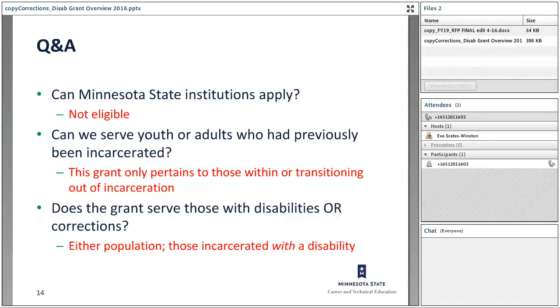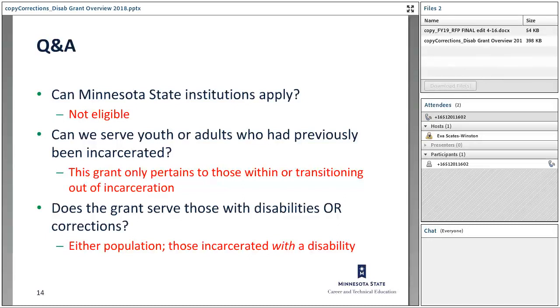So some questions that we've received just recently, and that also continue to come up in the past as recurring questions, are whether or not Minnesota state institutions can apply. They are not eligible for this institutional grant, but that does not mean that they cannot be a partner.